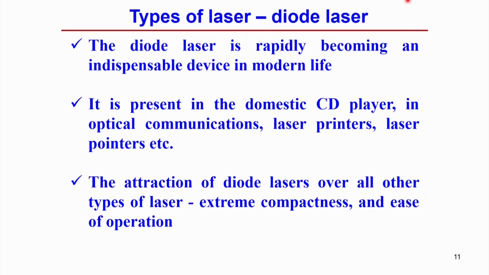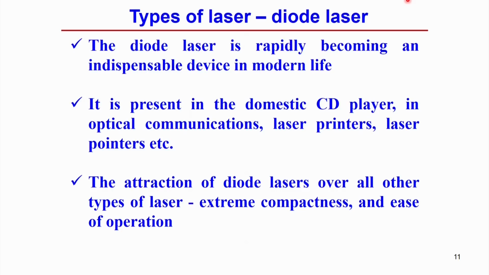Apart from the disc laser, another type of laser is the diode laser. It is most commonly used, and nowadays we can see it readily in several domestic CD players, optical communication, laser printers, and laser pointers. One advantage of the diode laser is that it can be formed in a very compact form. Commonly we use the diode laser in CD players, optical communication, and laser printers, where the intensity of the laser is low.